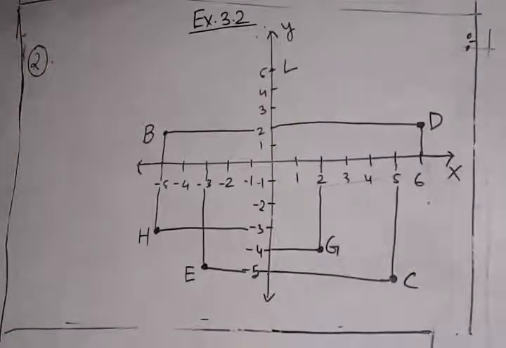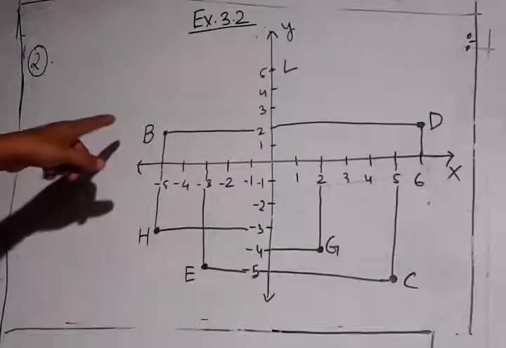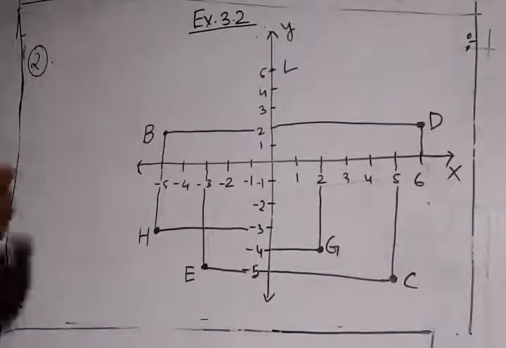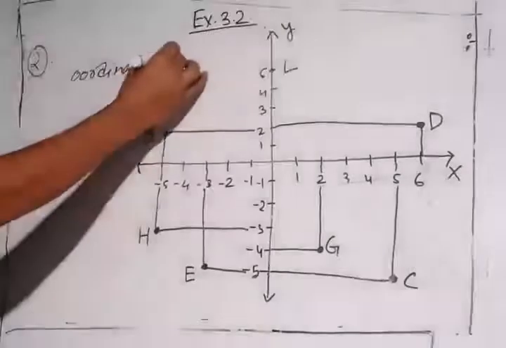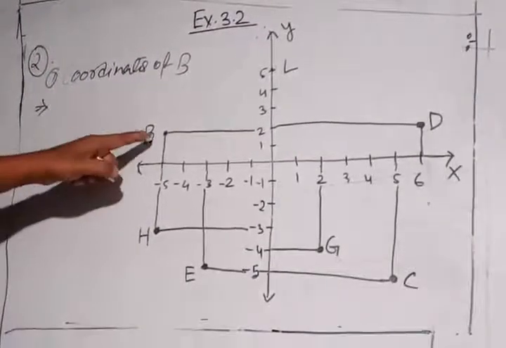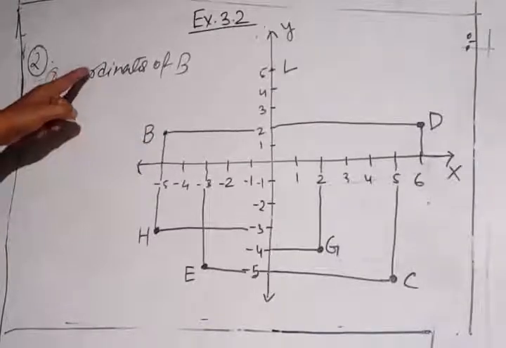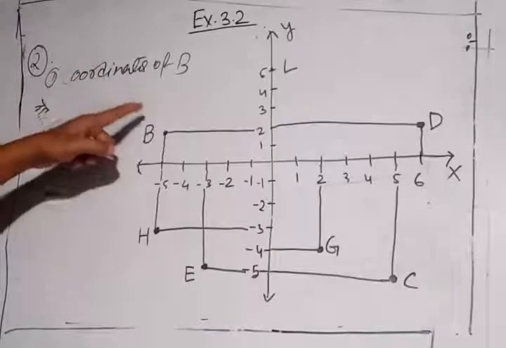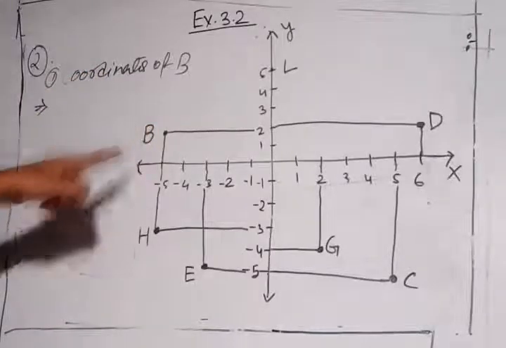The first question here is the coordinates of B. What are the coordinates of B? That means the point B. We have to find out the coordinates, which means nothing but the value of x and y at this point. What are the numbers here? What is the value of x and what is the value of y? You have to find out.